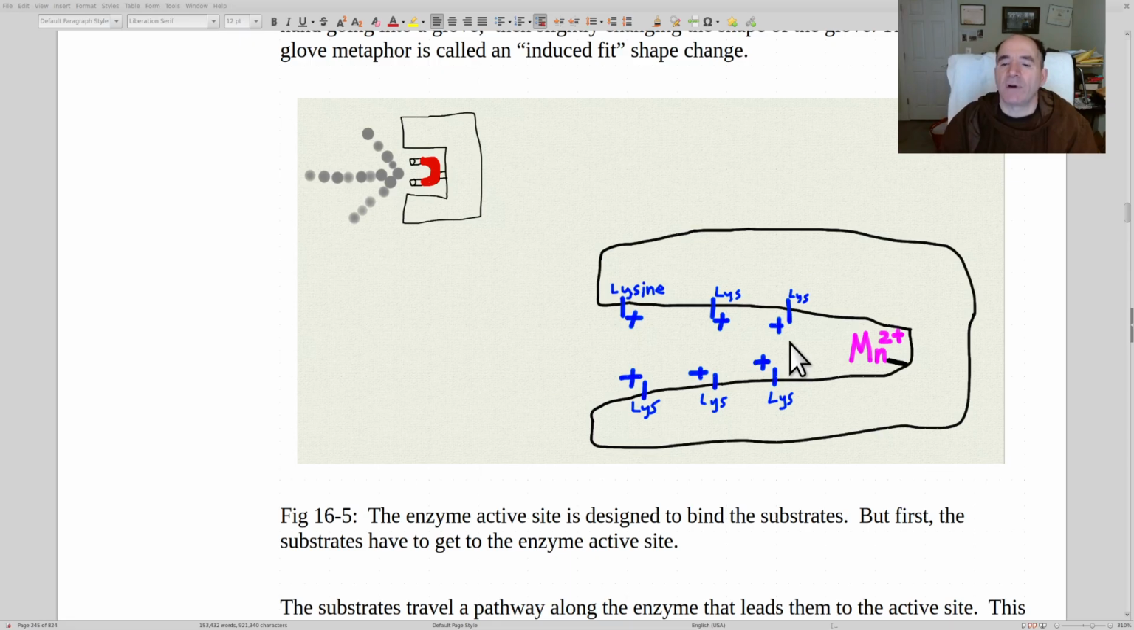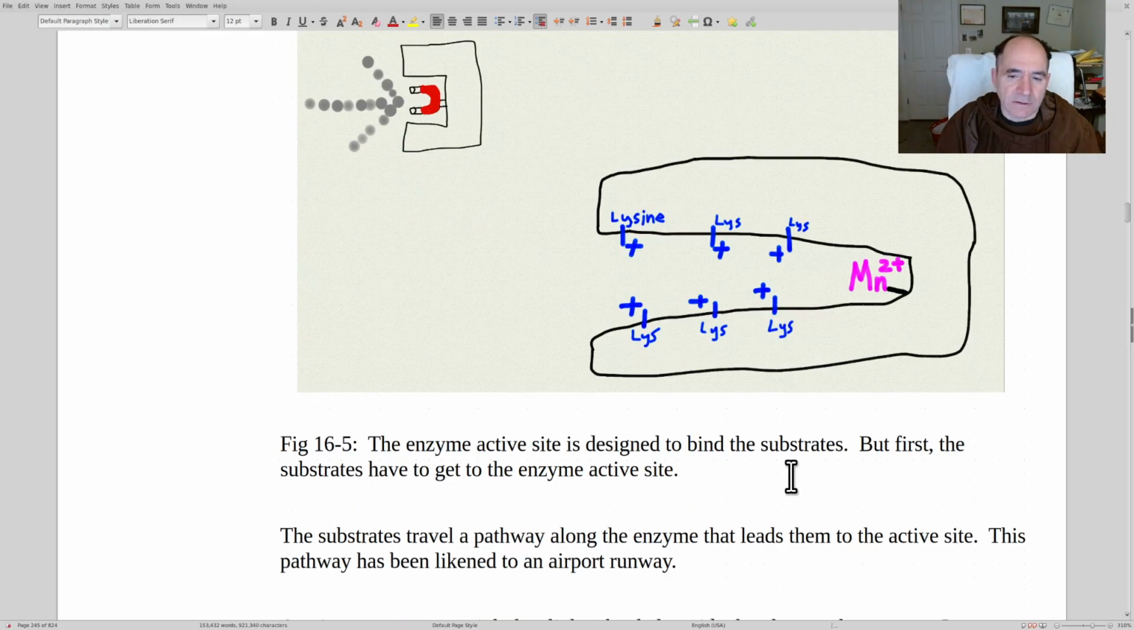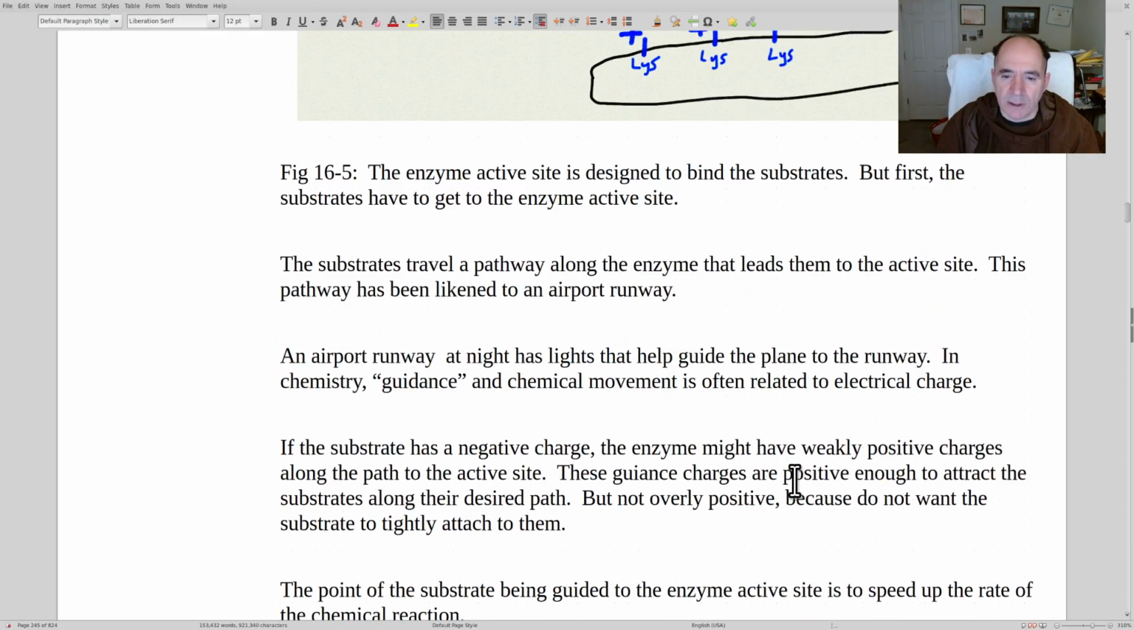You see this kind of stuff all the time in medicine, molecular biology, and biochemistry, that there's like God designing. The body is just a genius. It's amazing.